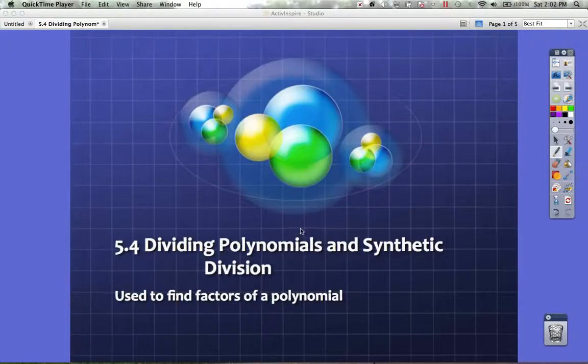Section 5.4, dividing polynomials and synthetic division. In this section, we're going to be using this to find factors of polynomials. There are other ways of dividing, but we're going to focus solely on synthetic division, which is very quick and easy to use. So let's get started.